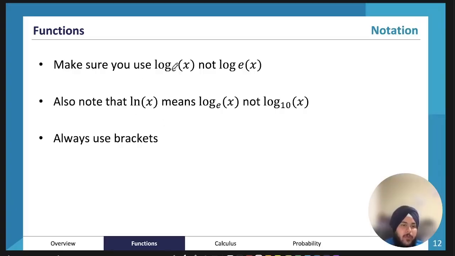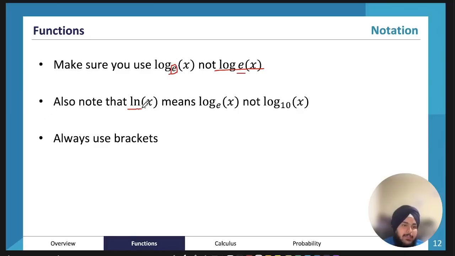Again, make sure when we're writing logs, we have a base. So base means it needs to be like a subscript, not in line with the rest of the expression. For example, here, we have the e in line with the rest of the expression, which is not allowed. We need to have it below as a base.